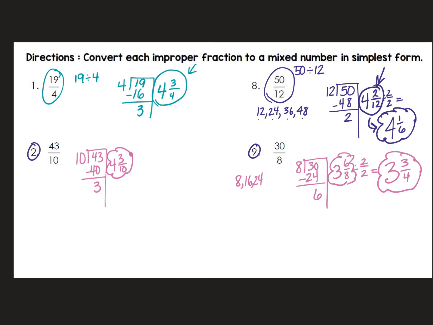All right, so number 2, your answer should have been 4 3/10. I can get 4 groups of 10, and I have 3 left over. Number 9, I should have gotten 3 6/8. 3 groups of 8 is 24. Notice what I did here if I wasn't sure of my times 8 facts: a little quick skip counting. But I can also simplify it more. So the best answer would have been 3 and 3/4. Make sure you have this on your paper.